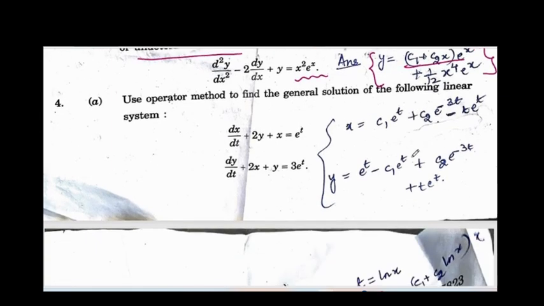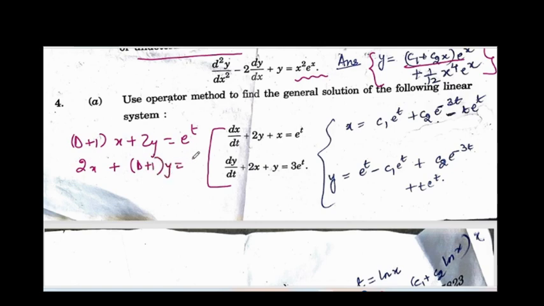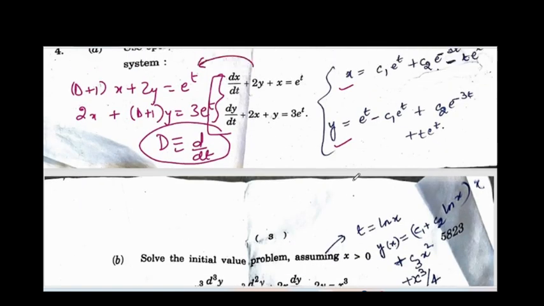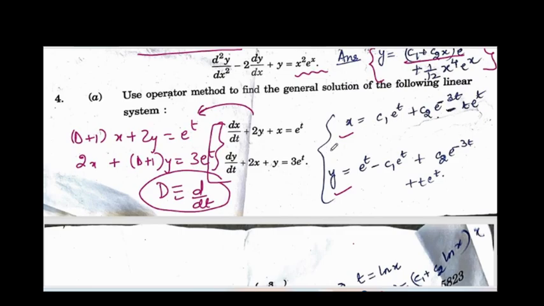The next one was from operator method for solving simultaneous equations. So you know that you put these in the D notation, so you'll be writing it as (D+1)x + 2y = e^t, and 2x + (D+1)y = 3^t, and then using the usual method where D of course stands for the derivative with respect to t. So you'll convert this into the operator notation, and using the operator method you are going to solve for x and y. So here is the final answer written for your reference.